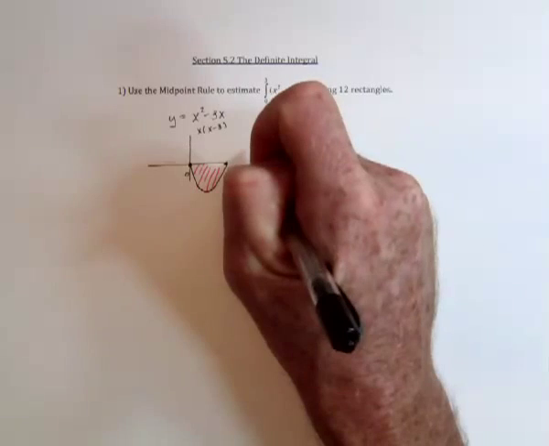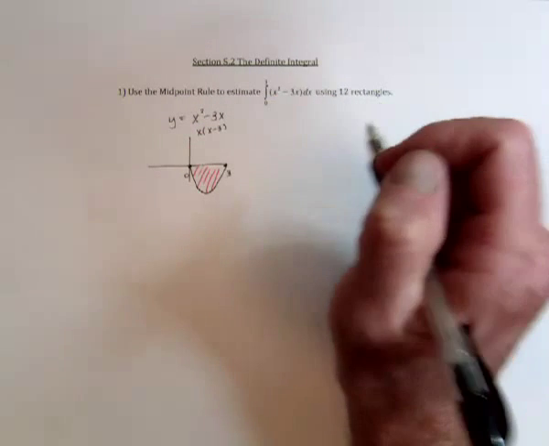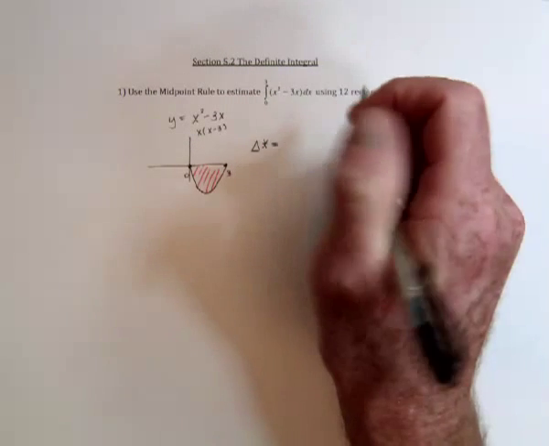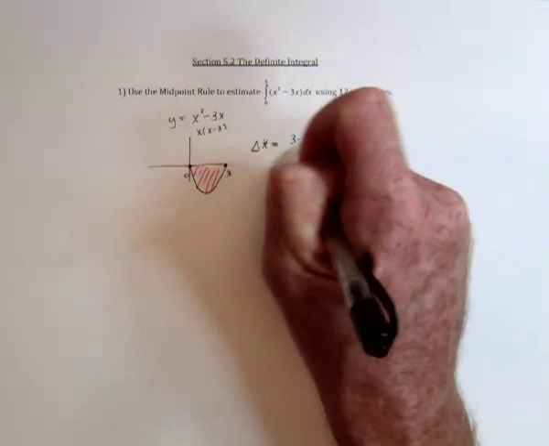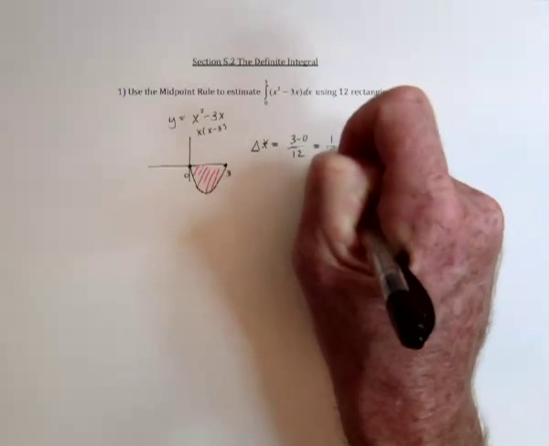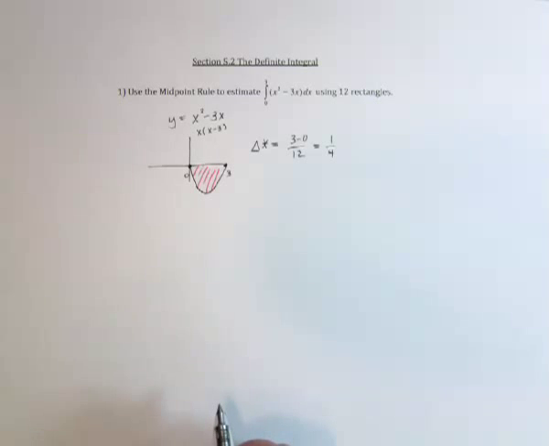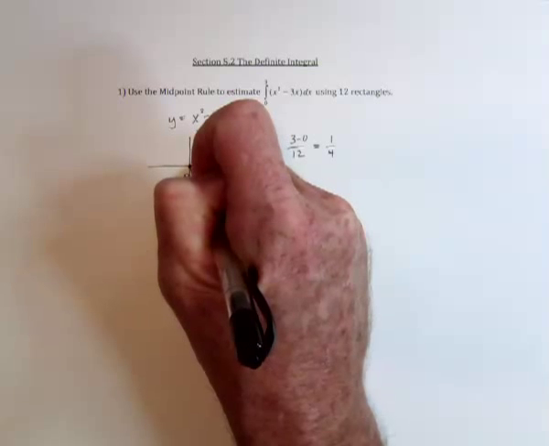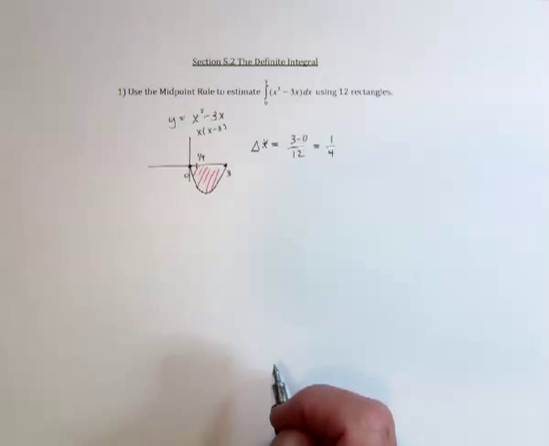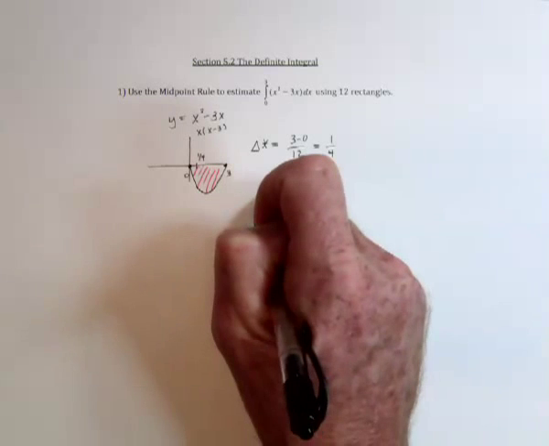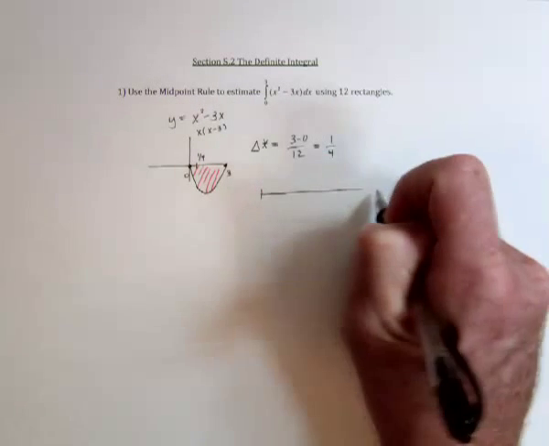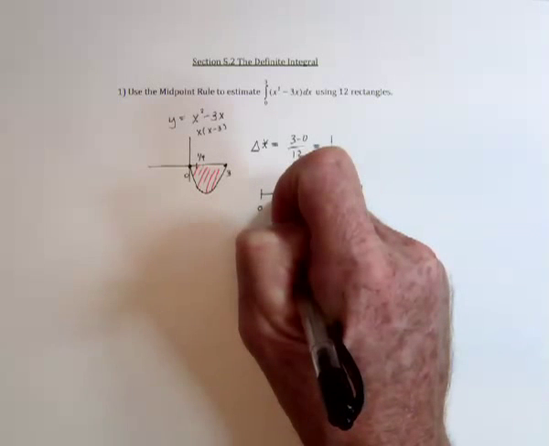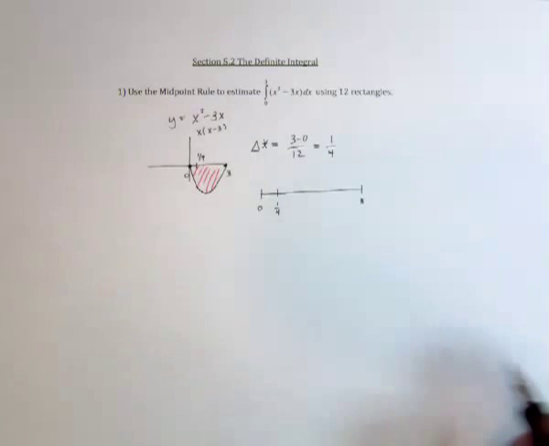So first of all, take that interval from 0 to 3 and divide it into 12 pieces. So you'd have delta x is equal to (3 minus 0) divided by 12. Or in other words, each one is going to have a length of 1/4. So go from 0 over to 1/4, and then another quarter, etc. So I just work with the interval from 0 to 3. So this would go to 1/4.